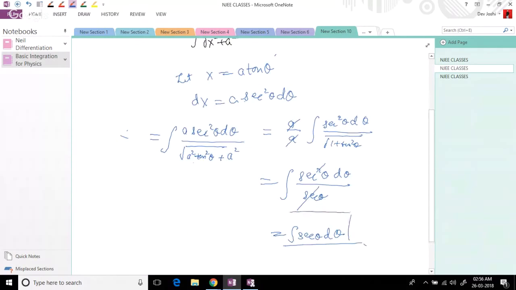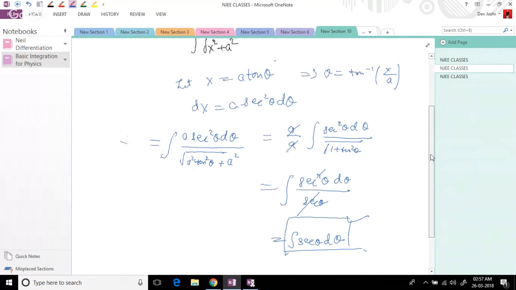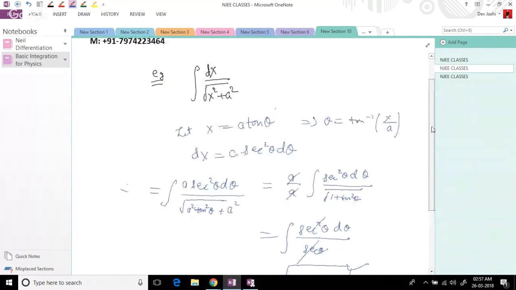So you should just solve this expression and put in the value of theta. Theta is going to be equal to tan inverse of x upon a. Clear? So just put its value in this expression and we will get the final answer. Alright. So that is how we can proceed.